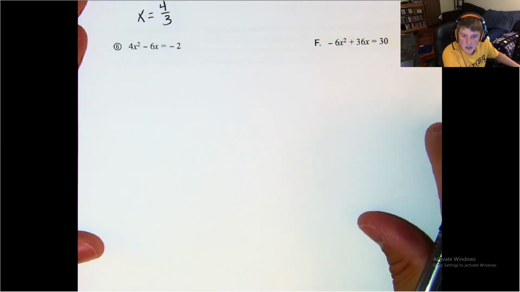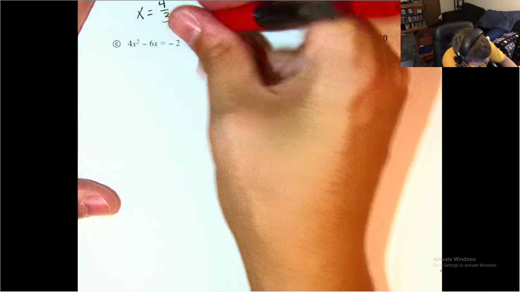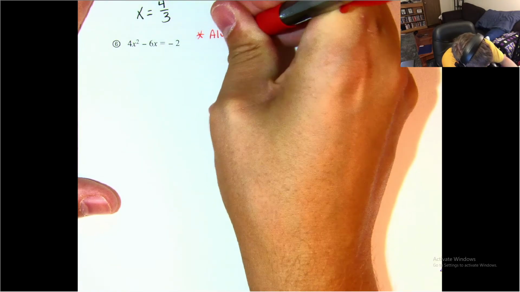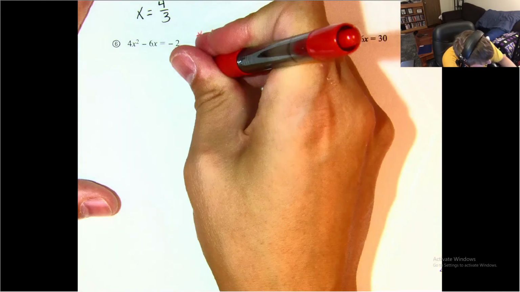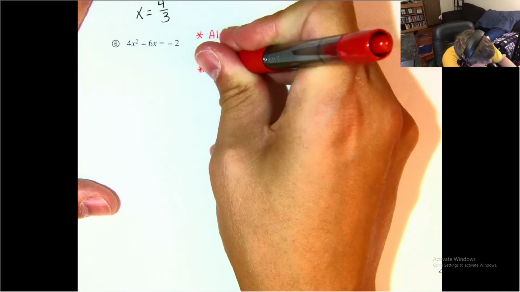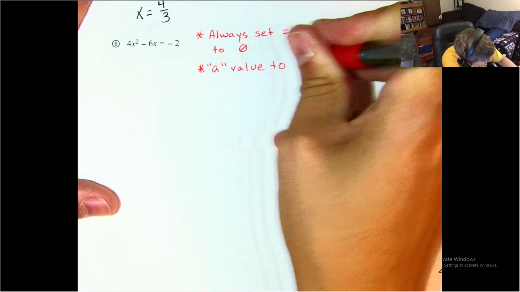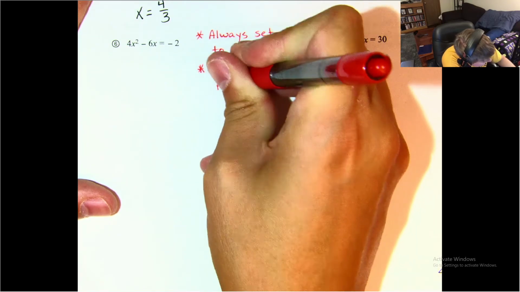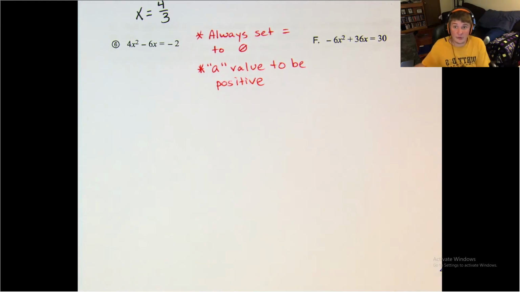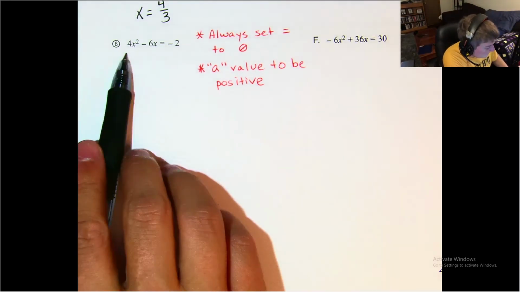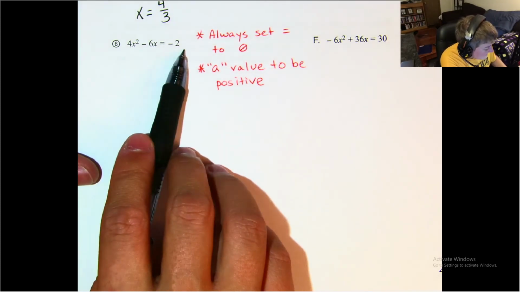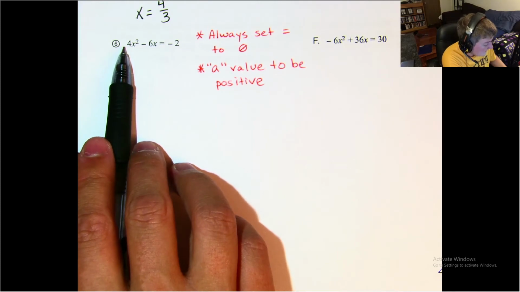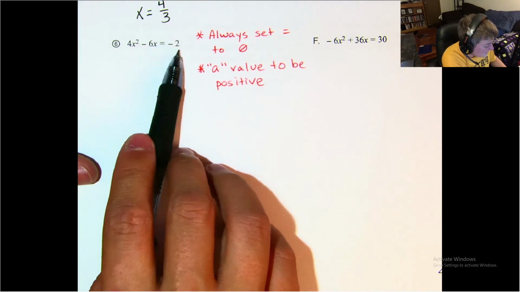Okay, so 6, again, the first thing, and let's write a little note. We always want to set equal to 0, and I want my a value to be positive. Okay, it's not that you can't do it when a is negative. It's just that it's like 1,000 times easier to do when the a value is positive. Okay, so what do I have to do to keep my a value positive? Should I subtract 4x squared and add 6x to this side, or add 2 to this? Well, the a value is already positive here, so I want to get rid of this -2 by adding 2 to each side.